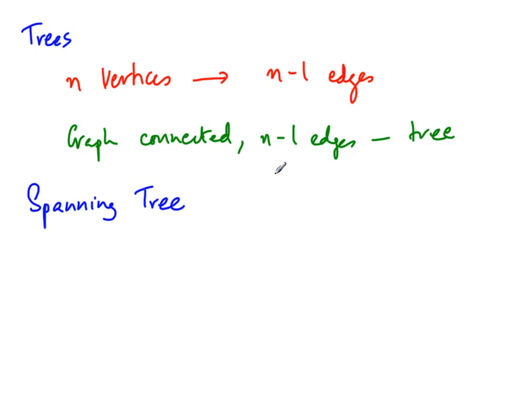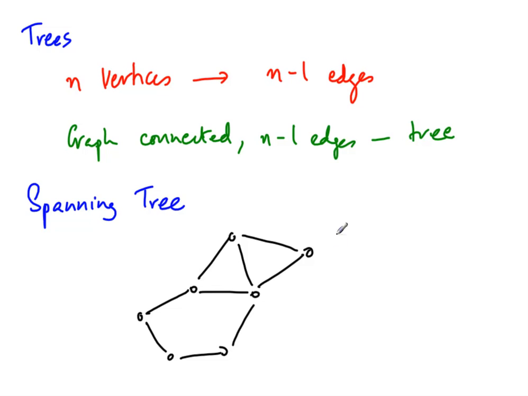So suppose we have any graph. For example, we could have a graph that looks like this. So this graph is not a tree because it has multiple cycles, but it is connected. A spanning tree consists of choosing some subset of edges so that that subset forms a tree, and moreover it spans the graph. That is, every vertex in the graph is part of that tree.